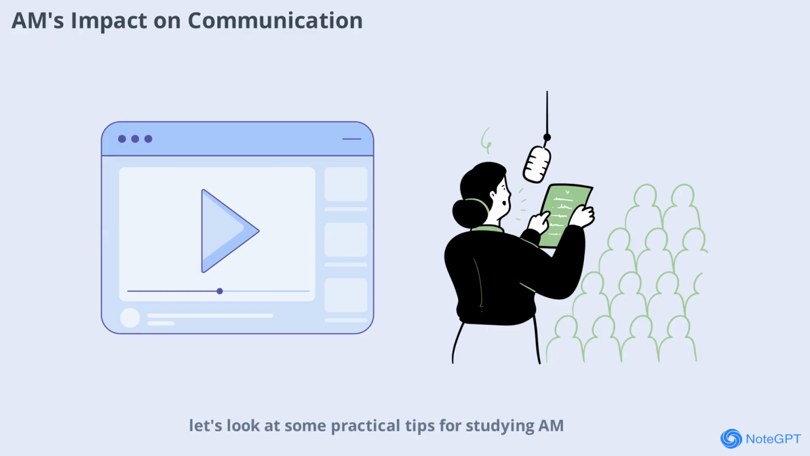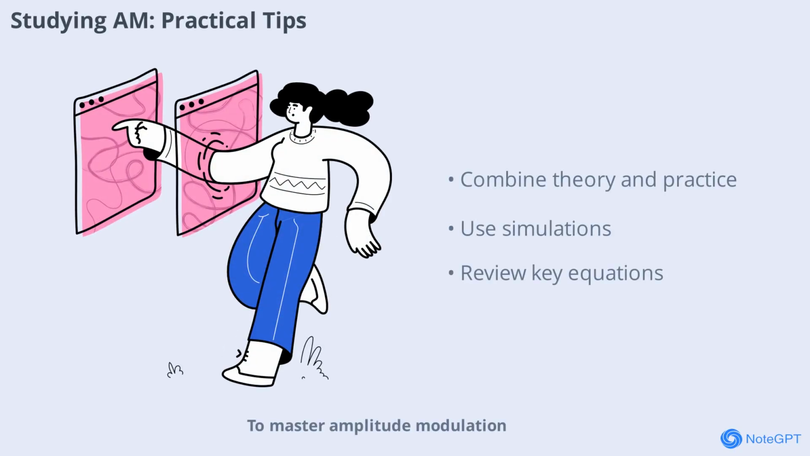Next, let's look at some practical tips for studying AM. To master amplitude modulation, it's helpful to work with both theoretical concepts and practical experiments. Building simple AM circuits using simulation software and analyzing real-world signals can deepen your understanding. Reviewing key equations and practicing with sample problems will also reinforce your knowledge.